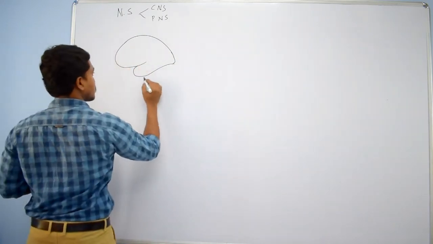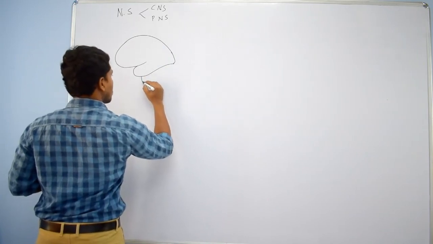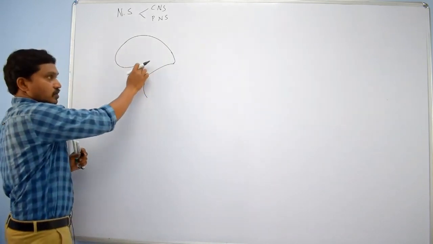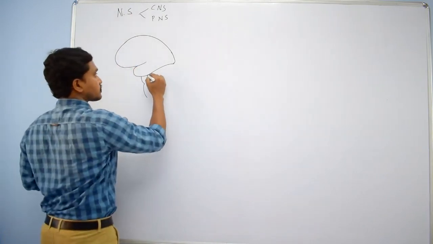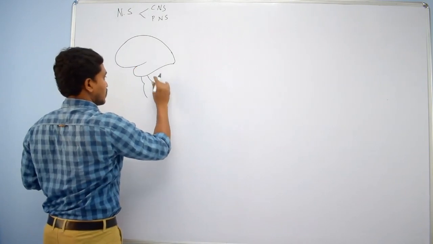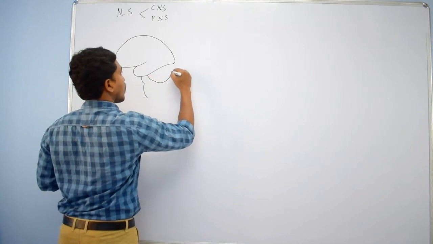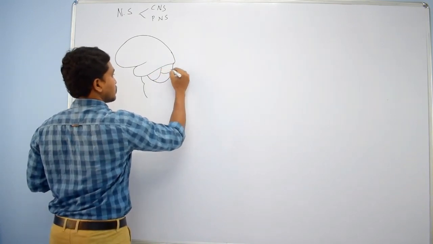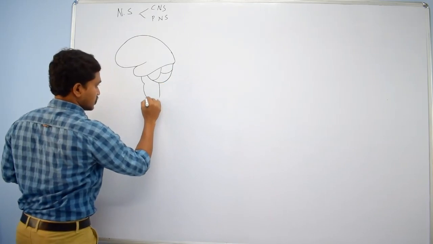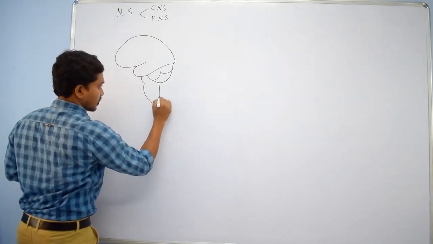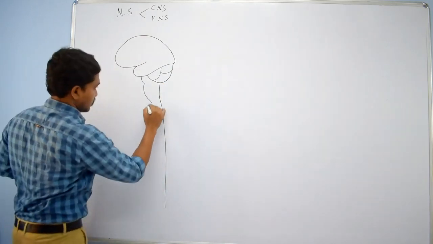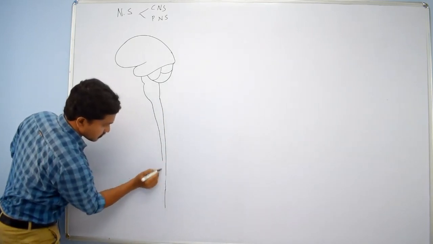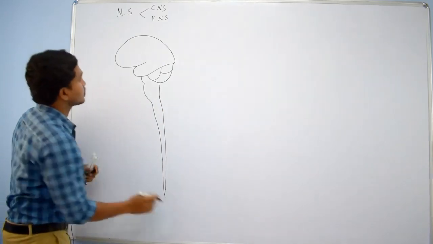This is the cerebrum, and here the pons and medulla oblongata. Of course, the midbrain will be present within it, that I cannot draw here. What is another structure here? Yes, here is the cerebellum. Now this is the medulla oblongata. The medulla oblongata continues as the spinal cord. Clear? Right?